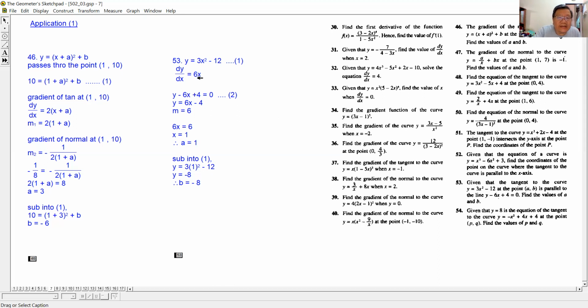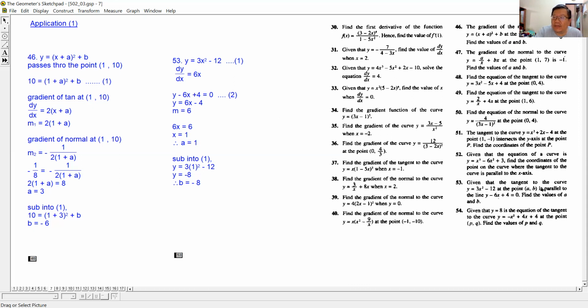So when I equate this 6x with the gradient of the line, I get x equals 1. X equals 1 is the x coordinate of the point. So it means that a equals 1, because a is the x coordinate of the point.